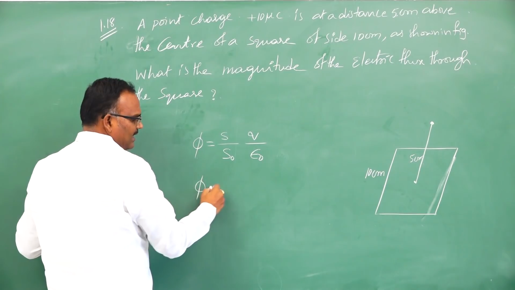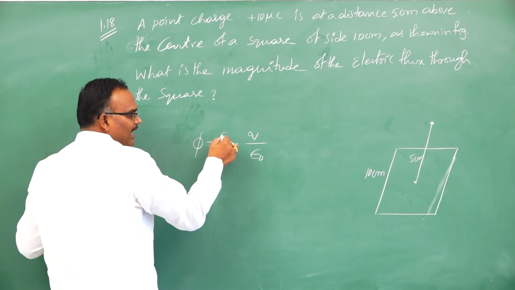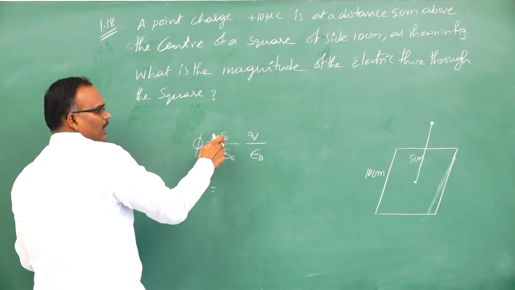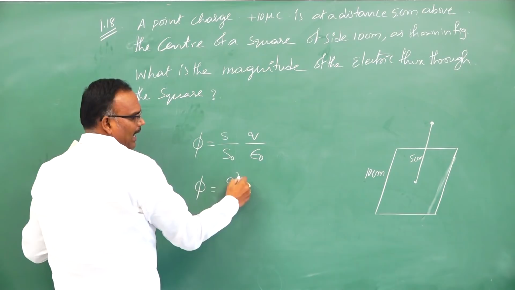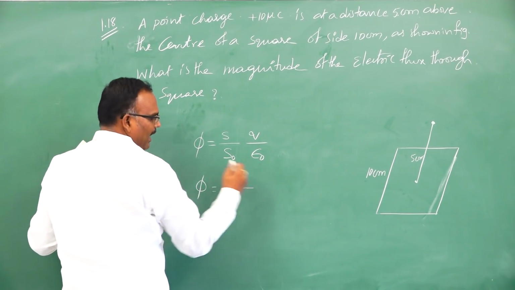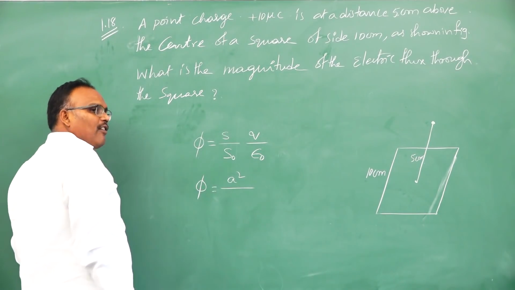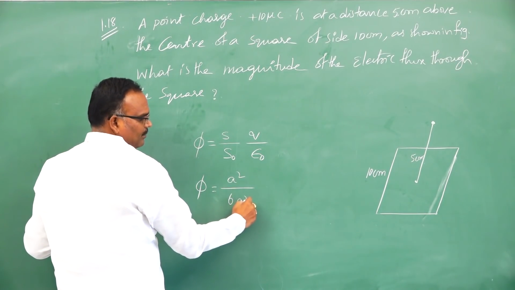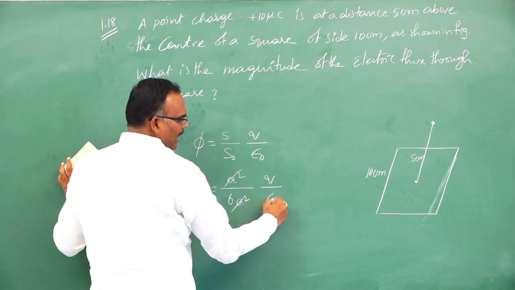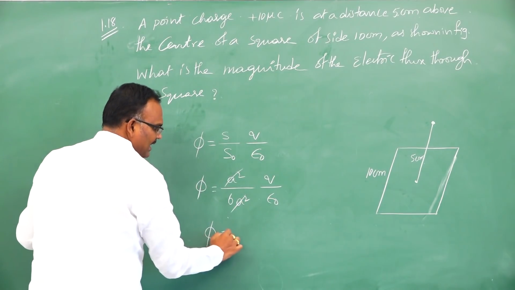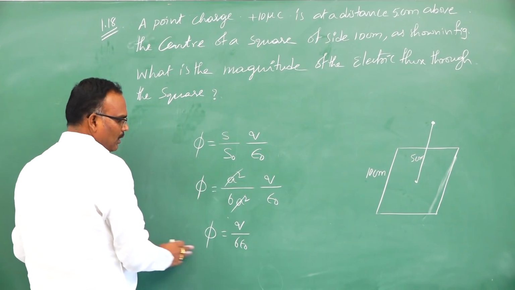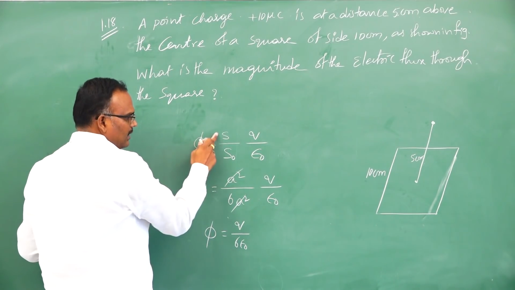So flux phi is equal to, now I need to calculate the flux through this square. We know the square area is a square, divided by the total surface area of the cube, which is 6a square. So a square cancels. Q divided by epsilon naught. So flux phi is equal to Q by 6 epsilon naught. This you have to remember.